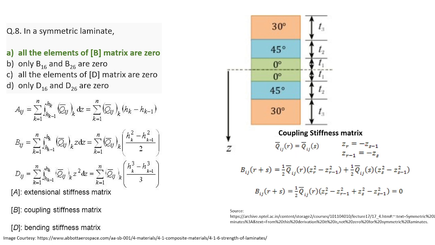The next question is, in a symmetric laminate, they talked about: all the elements of the B matrix are 0, only B16, B26 are 0; all the elements of the D matrix are 0, only D16 and D26 are 0. First of all, what is a symmetric laminate? Here you can see a symmetric laminate is such that when it is separated at the midpoint, the angles of orientation of the fibers are similar above and below, in this way. So this is the equation to find the B matrix.